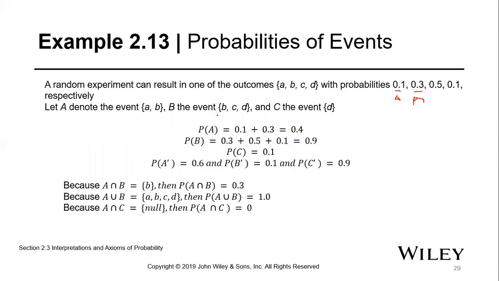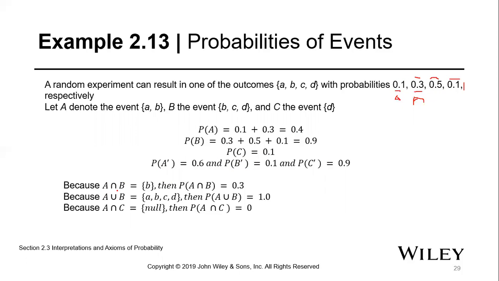B is B, C, D. So these three right here are B. So 0.3, 0.5, and 0.1 would be 0.9. And C is just this last event, 0.1. So the probability of that is 0.1. So the probability of A complement is essentially everything that's not A. So these two right here, 0.5 and 0.1, is 0.6. And the probability of B complement is this one right here, because that's the only one not within B. And C complement is the first three, because those are the ones not in C.